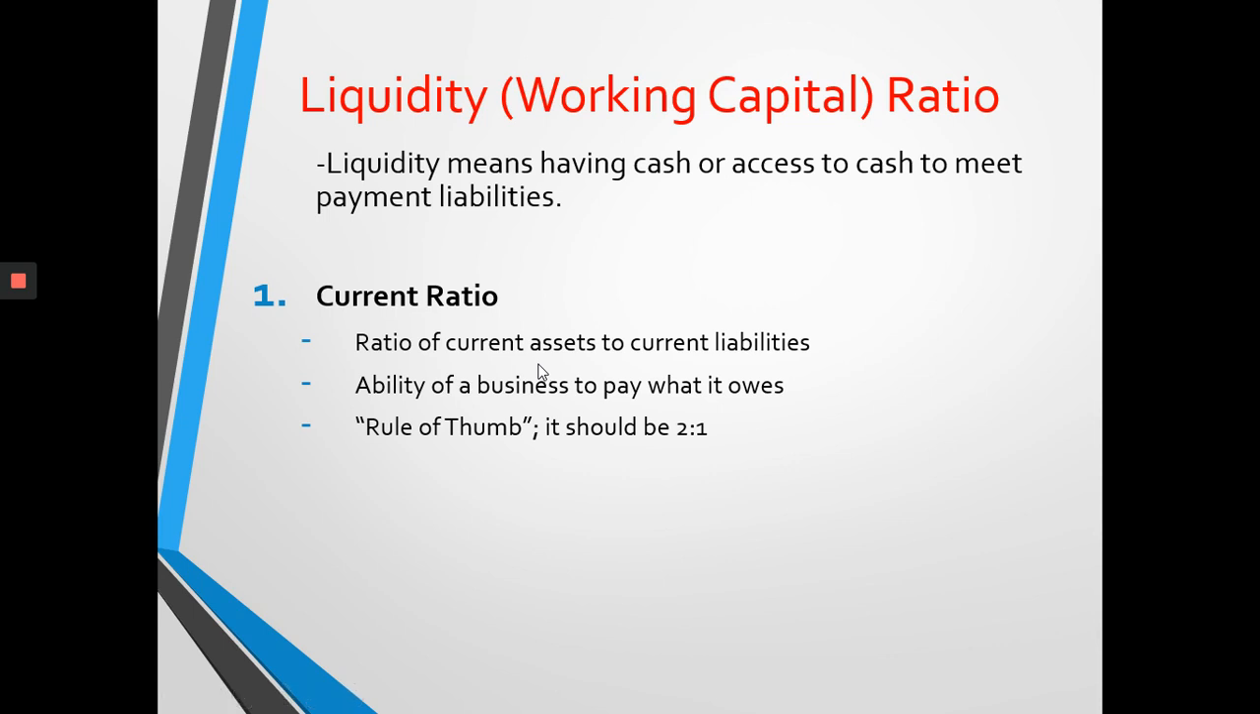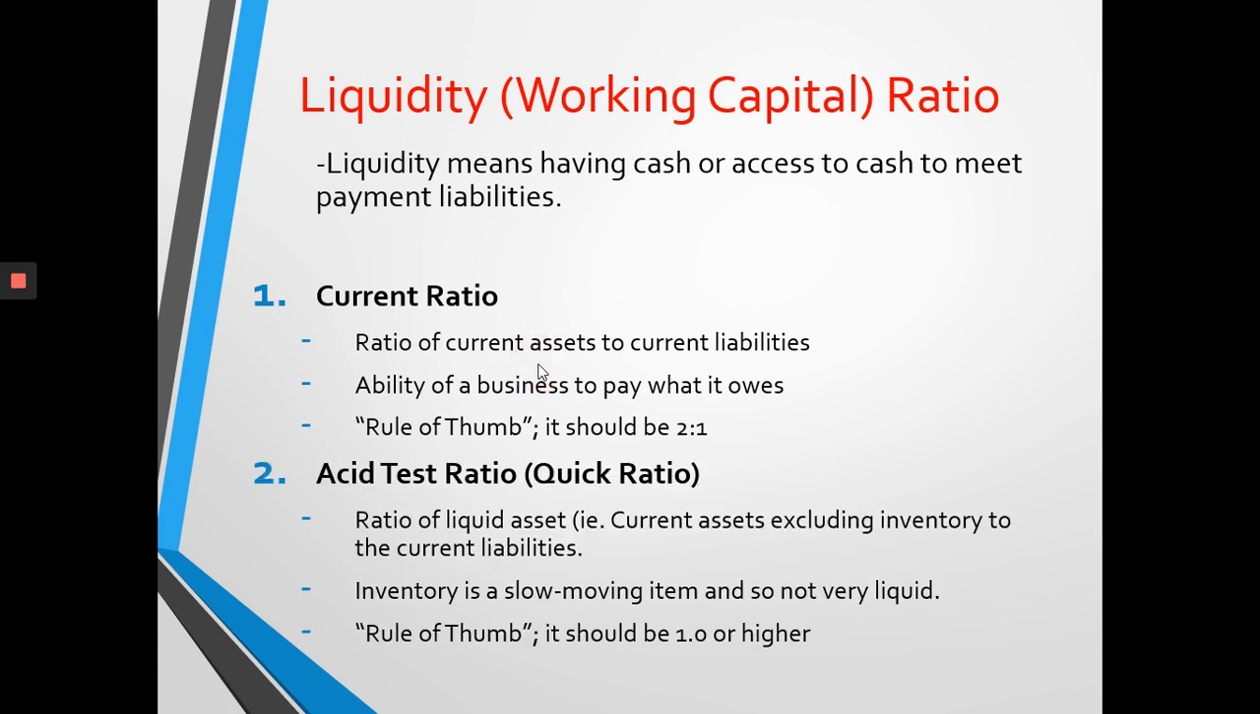So the second ratio would be acid test ratio or quick ratio. All right, it's similar to current ratio. The only difference here is we are only looking at the most liquid assets. Therefore, we're going to take out inventory. Okay, why is inventory excluded?